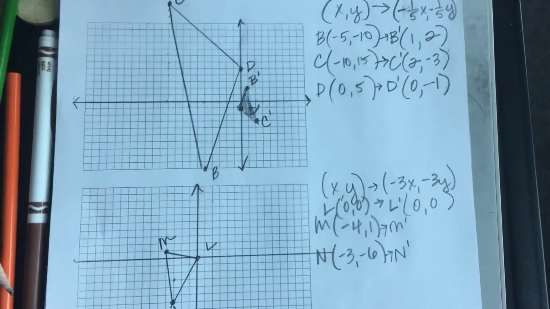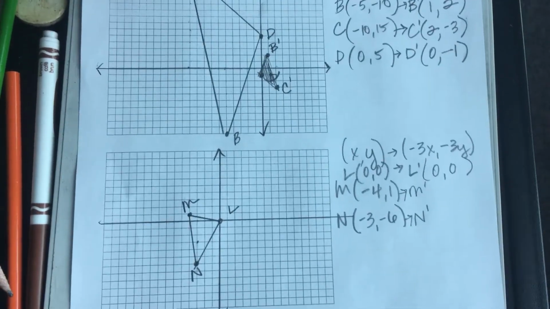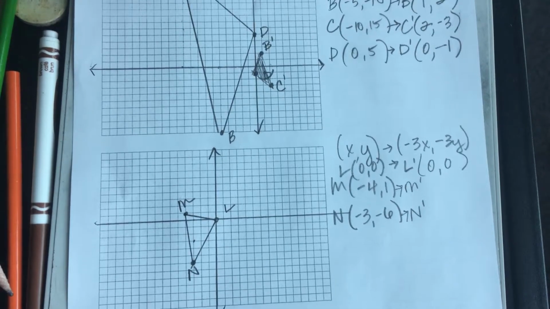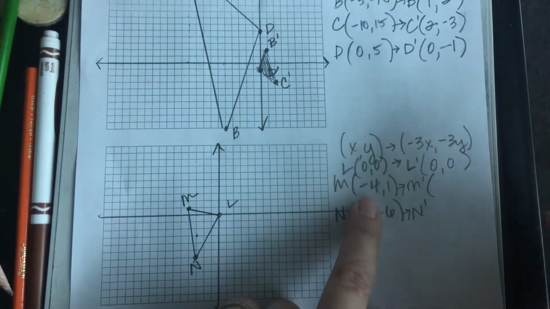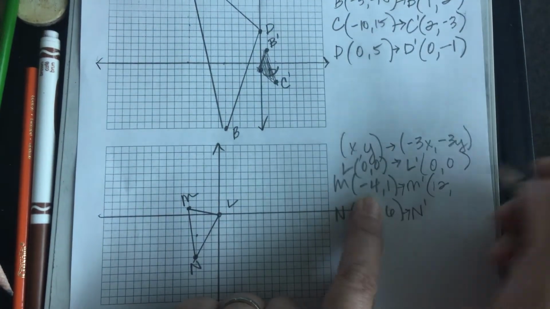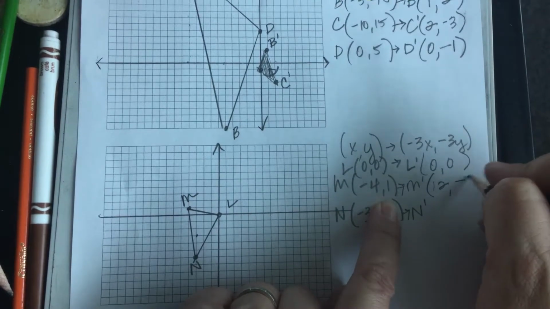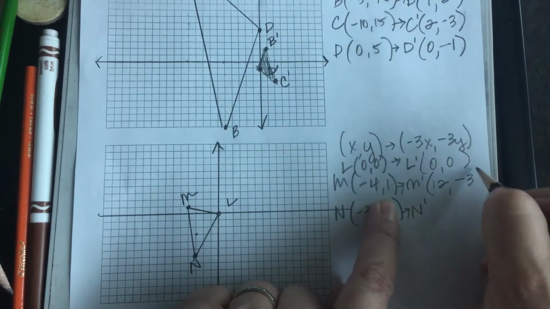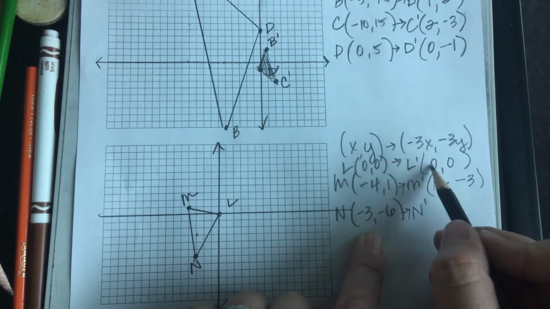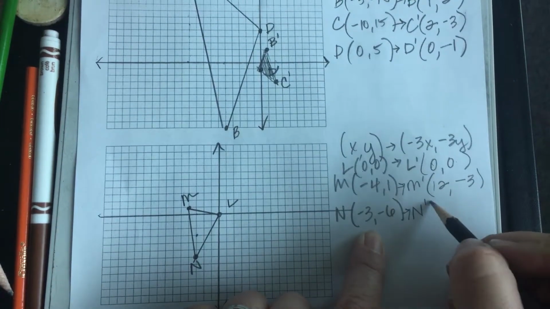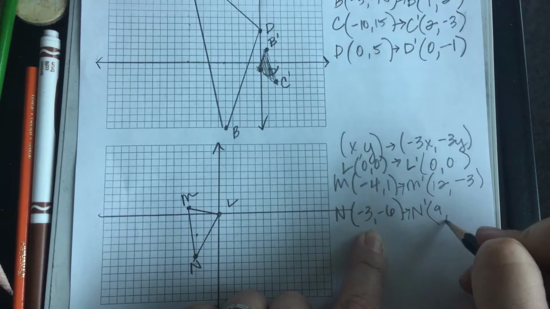When I go down to number 20, this one's getting 3 times larger and rotating. -3 makes it 3 times larger and rotates. So -4 times -3 is going to be +12. 1 times -3 is going to be -3. N prime, you guys see 0, 0 sit there. 0, 0 multiplied by anything is going to be 0, 0. -3 times -3 is going to be +9.